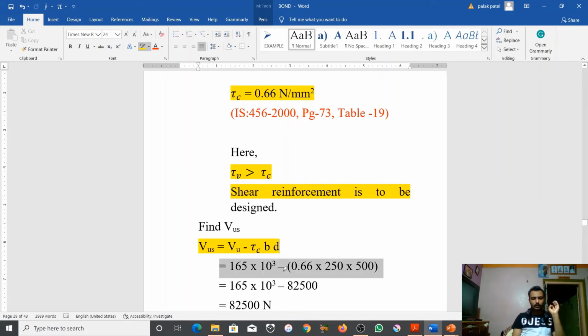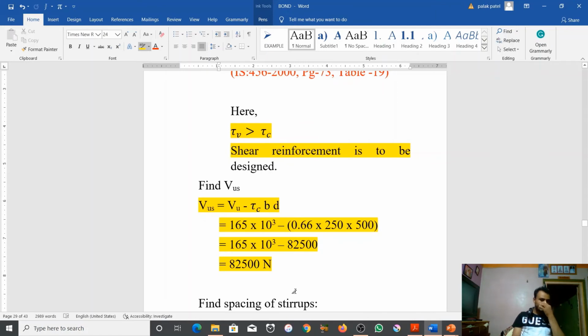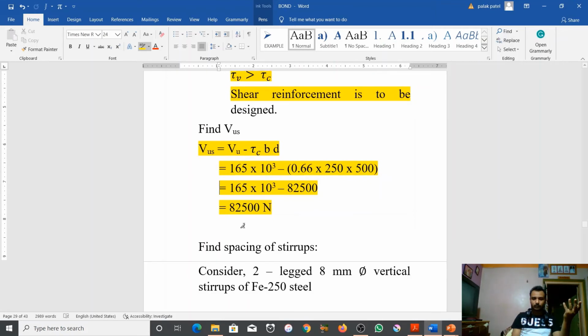So Vu is 165 into 10 raised to 3, minus tau C which is 0.66, b is 250 and d is 500. Vu is the total shear force and Vus is 82500 Newton. This shear force is resisted by stirrups, so we have to design stirrups to resist 82500 Newton.